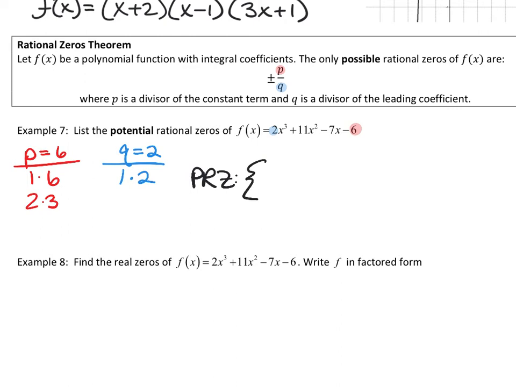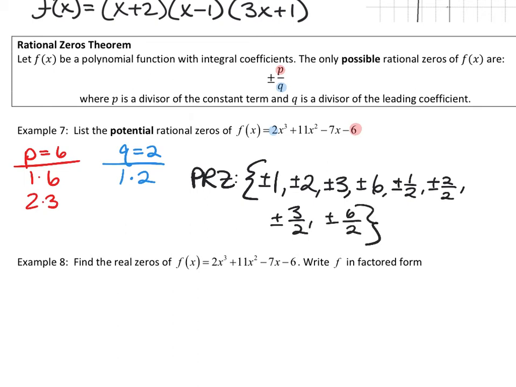Okay, so p over q, we're going to have 1 over 1, which is 1. We're going to have 2 over 1, which is 2. We're going to have 3 over 1 and 6 over 1. Then we're also going to have 1 over 2, then 2 over 2, then 3 over 2, and then 6 over 2.